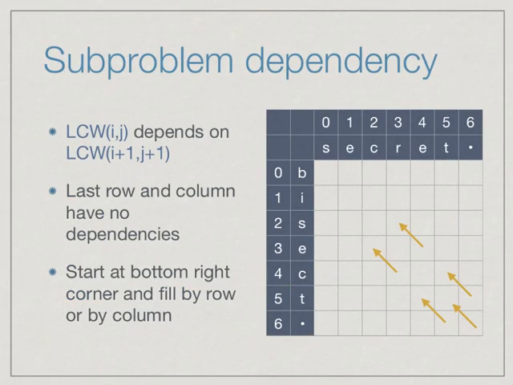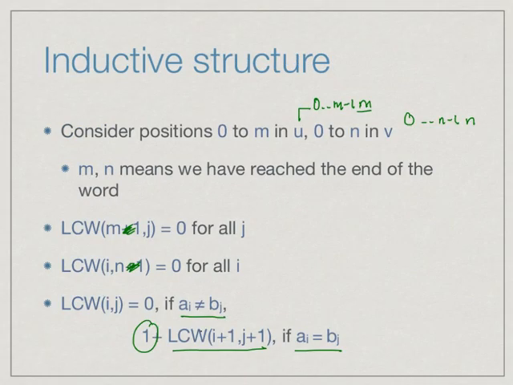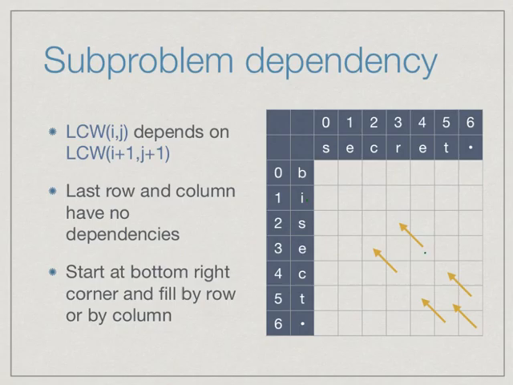Okay. So here is, for example, bisect and secret. We have positions 0 to 5 and then the 6th position indicating the end of the word. And now remember that the way our inductive definition was phrased, ij depends only on i plus 1, j plus 1. So the dependencies are this way. The arrows indicate that in order to solve this, I need to solve this first. The value at 2, 3 depends on the value at 3, 4.